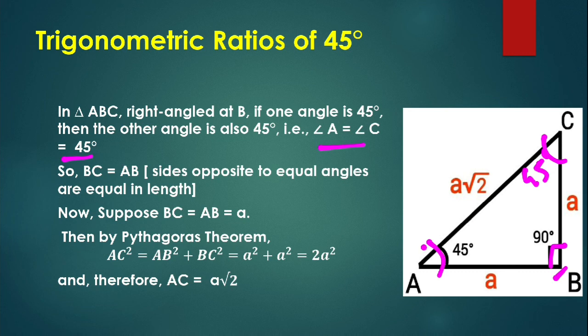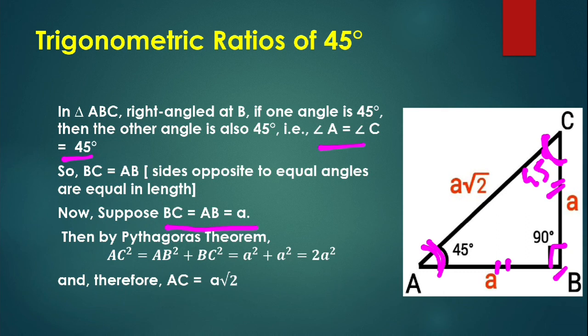Now as you can see, angle A and angle C are the same, and you know the theorem that sides opposite to equal angles are equal in length, right? So you can say that BC will be equal to AB. That means this triangle ABC becomes a right angle isosceles triangle. I am considering AB equal to BC equal to a. The side length of AB and BC is a.